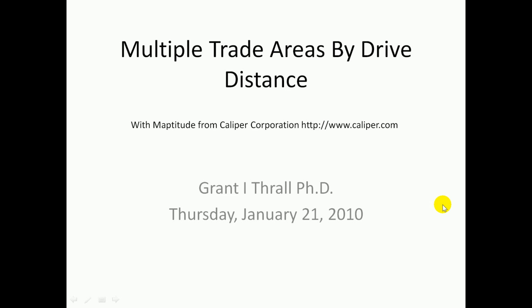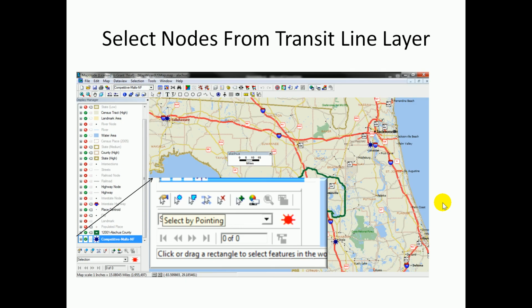There are many different ways to calculate trade areas. This demonstration will be calculating trade areas by drive distance. We are using the technology Maptitude from Caliper Corporation. First, we're going to identify the network that we're going to be using. We can have a highway network, and we can also have street networks or other line vectors.